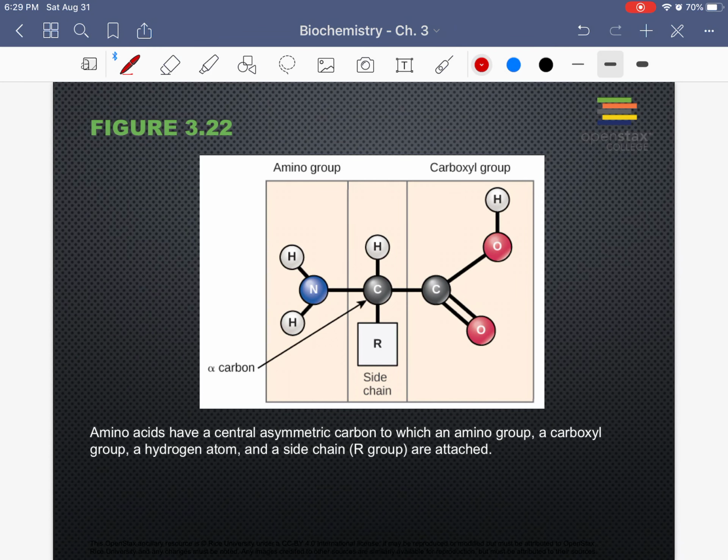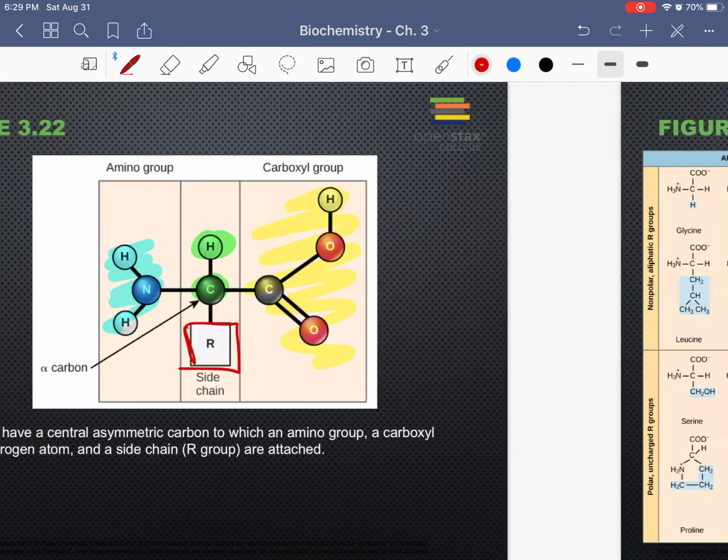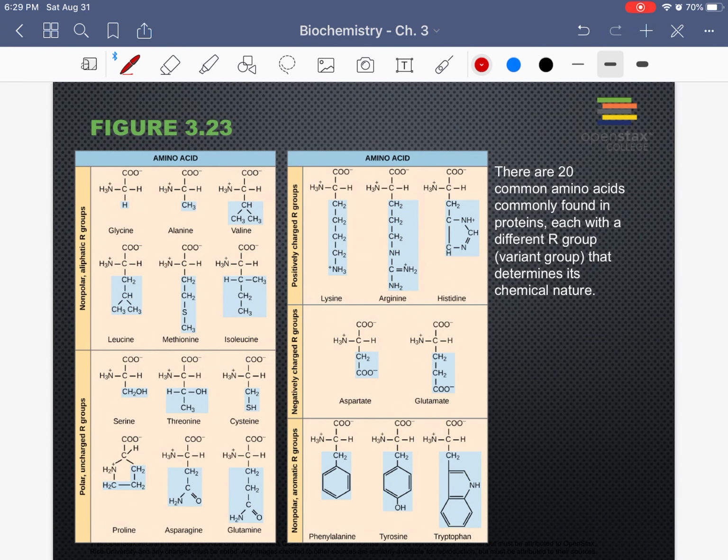So this is our basic amino acid structure. Every single one of them will have an amine group. They will all have a carboxyl group. They will all have a hydrogen and a central carbon. The difference between them is going to be this R side chain. And you can see in this one all the different side chains that amino acids could have.